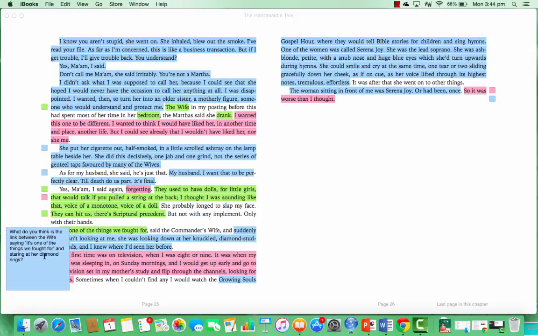What do you think is the link here between the wife saying it's one of the things we fought for and staring at her diamond rings, as mentioned earlier? Does her body language reveal something that her voice isn't?